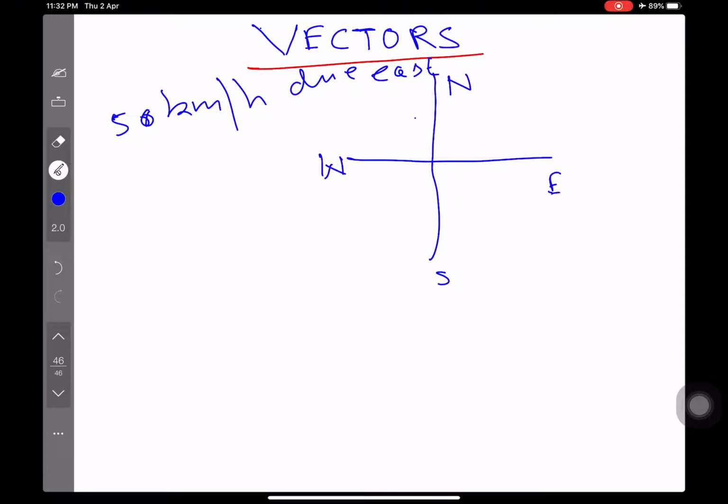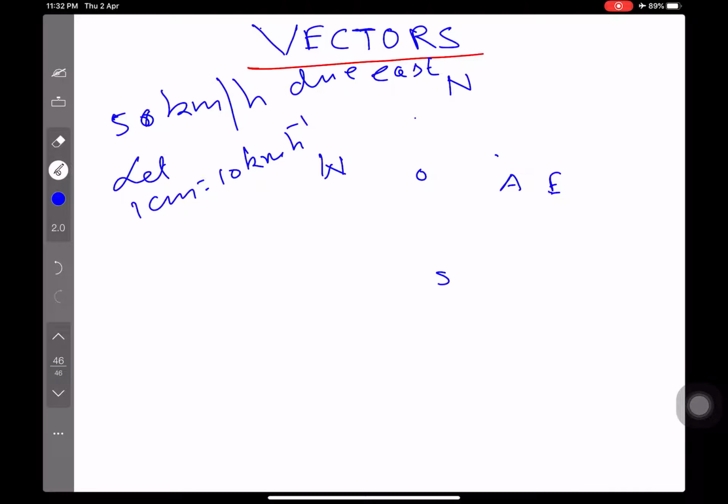I will choose a suitable scale. I will say that let 1 cm equal to 10 km per hour. That means for a magnitude of 10 km per hour, I have to take an arrow of length 1 cm. And therefore for a velocity of 50 km per hour, I will take an arrow of length 5 cm like this. So this arrow OA, whose length is how much? 5 cm. This represents a velocity of 50 km per hour because the length of this arrow represents the velocity of 50 km per hour, and the arrowhead drawn towards east tells us that its direction is towards east.